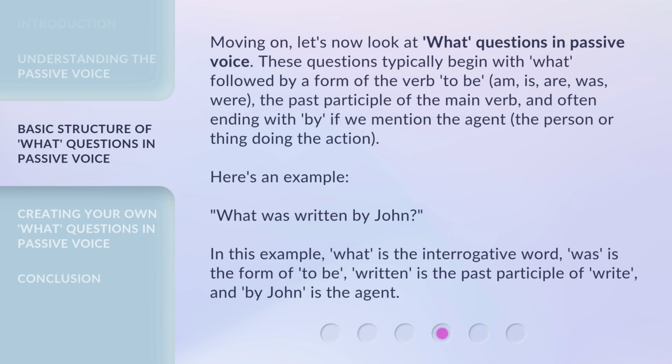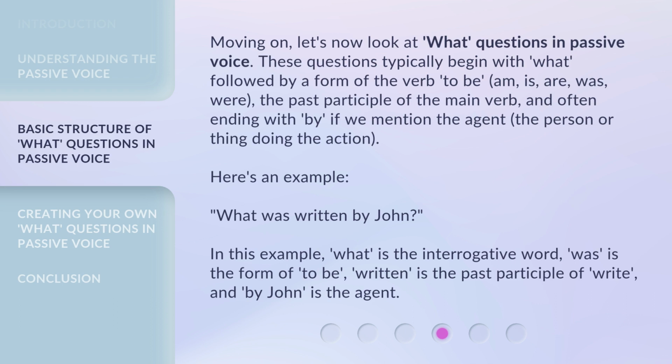Moving on, let's now look at what? questions in passive voice. These questions typically begin with what, followed by a form of the verb to be: am, is, are, was, were, the past participle of the main verb, and often ending with by if we mention the agent, the person or thing doing the action.